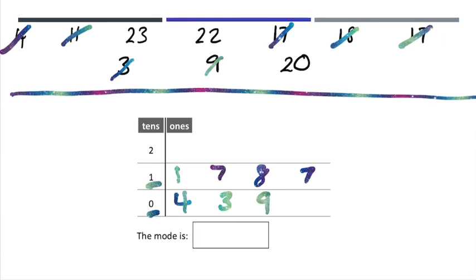Now onto the numbers with 2 tens. So we've got 23, let's put the 3 in the 1 section. 22, the 2 in the 1 section. And the 20, well, that's 2 tens and no units. So let's do that like that.